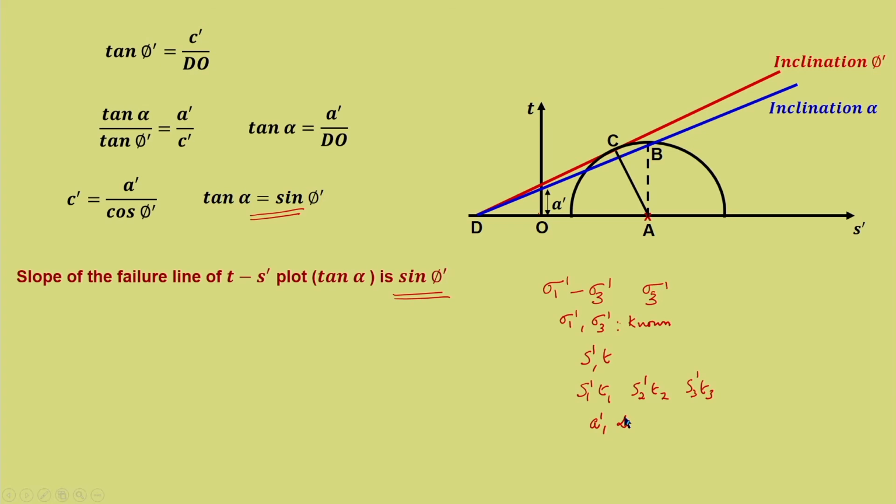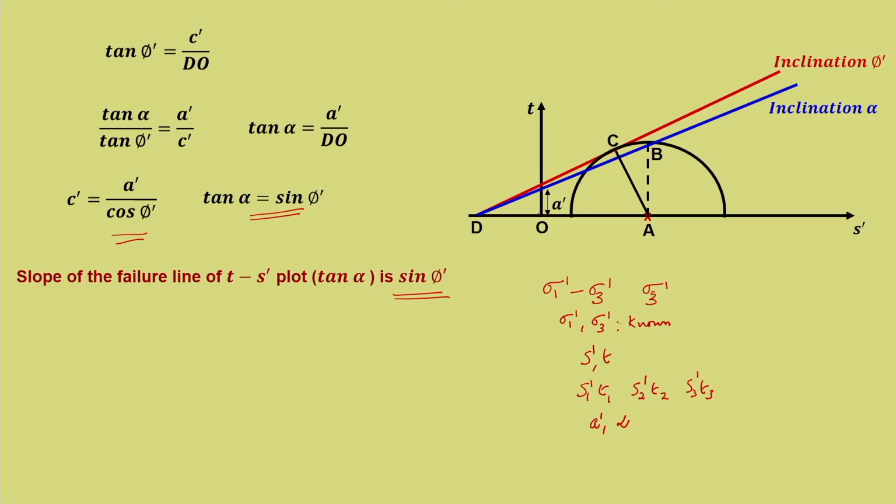And once you know A dash and alpha, we also have the expression tan alpha is equal to sin phi dash. So, alpha is known, tan alpha is known, we can always determine phi dash. Similarly, we have this expression C dash is equal to A dash upon cos phi dash. Phi dash is known, A dash is known, C dash can be determined.